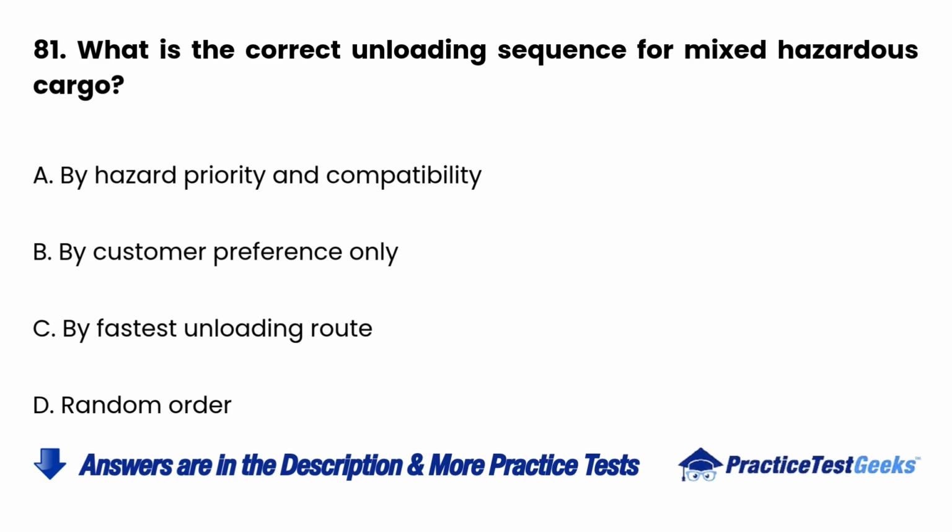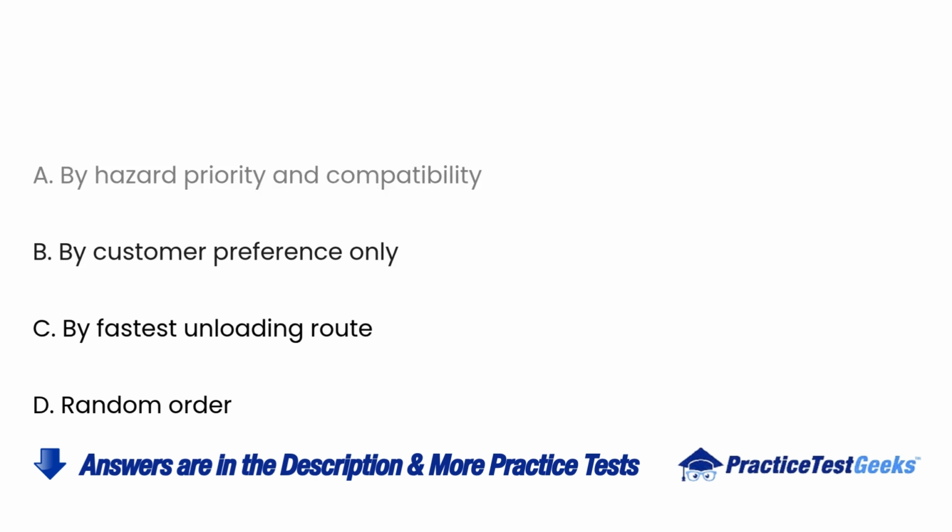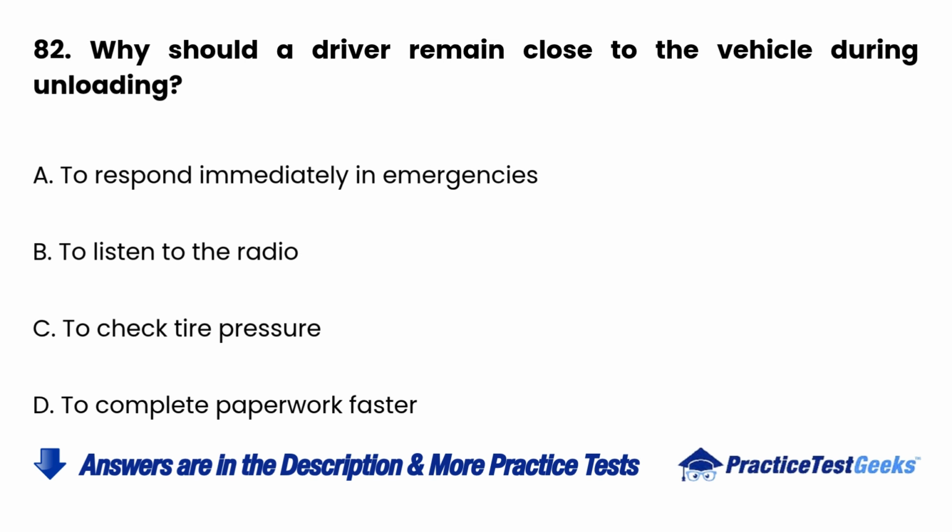82. Why should a driver remain close to the vehicle during unloading? A. To respond immediately in emergencies. B. To listen to the radio. C. To check tire pressure. D. To complete paperwork faster.